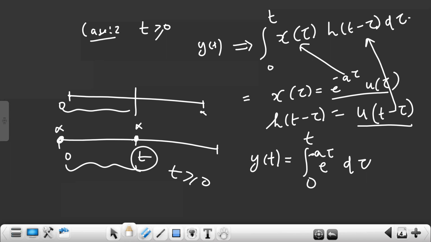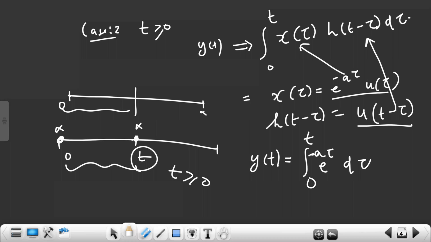Sir, 1 minus e power minus 8t divided by a. Yes, very good. Others can also respond. Why are you not responding? Same answer, sir. Okay. So what is that? So 1 minus e power minus 8t divided by a.